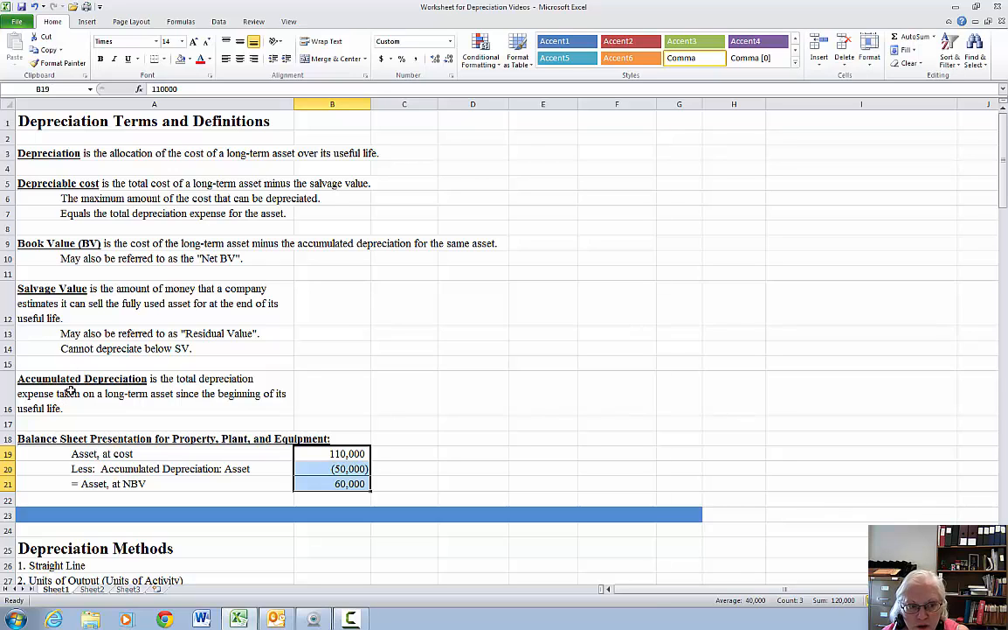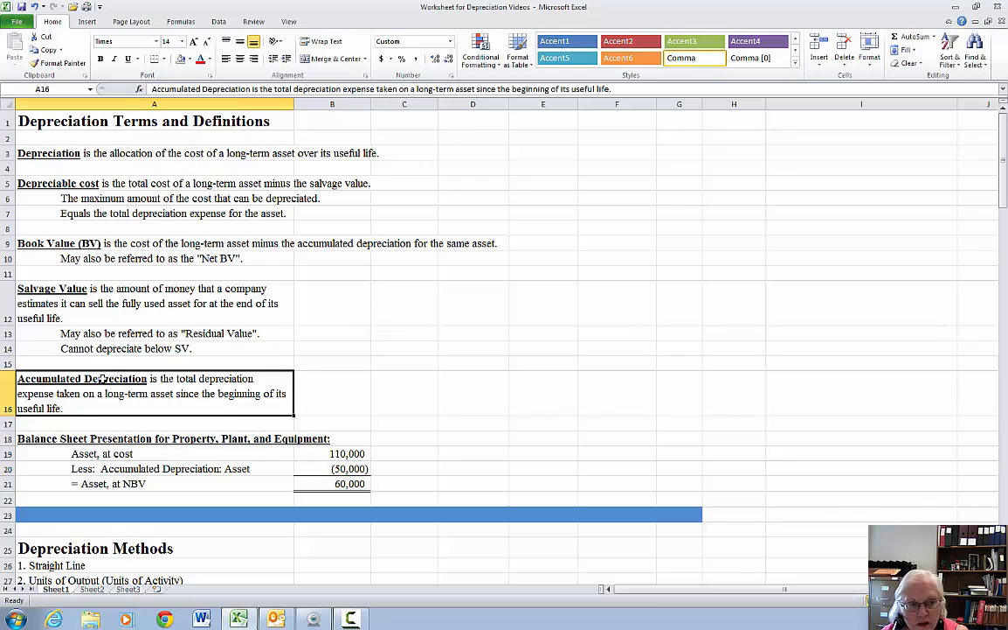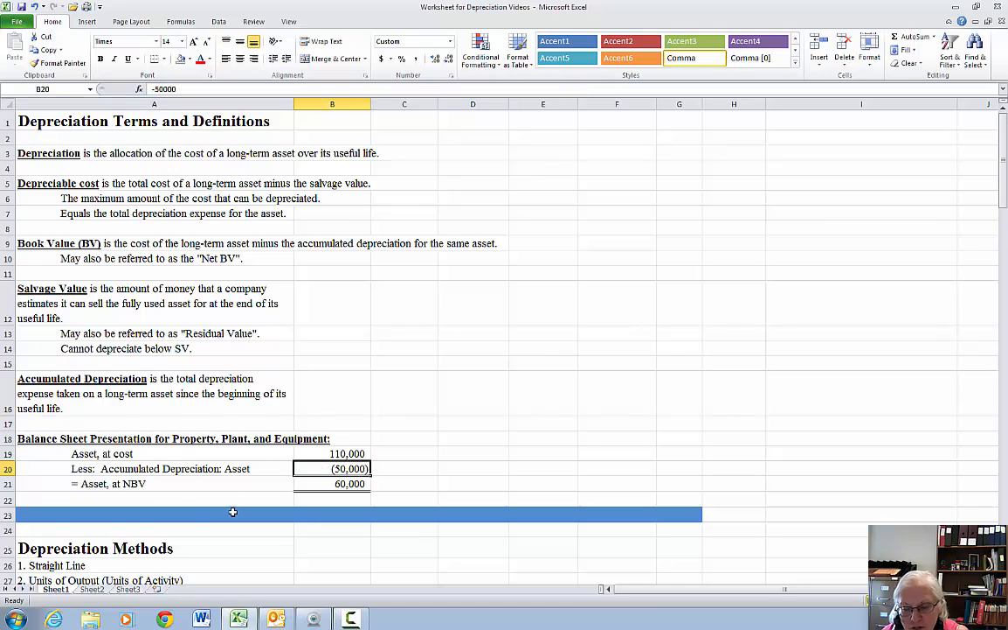Okay, so let me go back and define the term accumulated depreciation. It is the total depreciation expense taken on a long-term asset since the beginning of its useful life. So it's every single penny that's been taken at the end of this particular year, whatever year it happens to be, and that is subtracted from the cost to come up with the book value. Okay, so there's the terms you need to know.